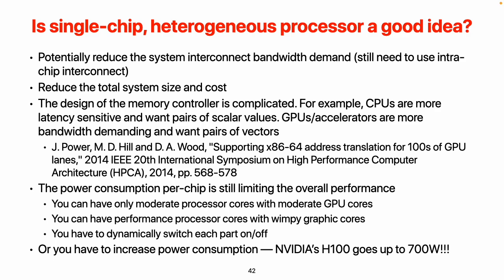However, there are also other problems, like the design of the memory controller is very complicated. One of the papers has been talking about this, and the power consumption per chip is still limiting the overall performance, right? Like that's what AMD ended up with. It's not because AMD cannot produce really high performance processors. It's just because AMD's strategy is that we are going to provide better GPU performance than Intel is offering, right?